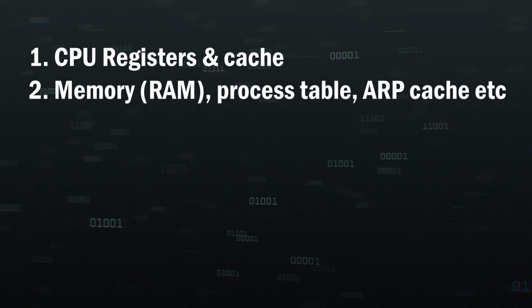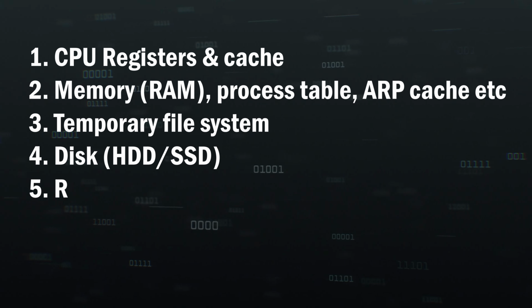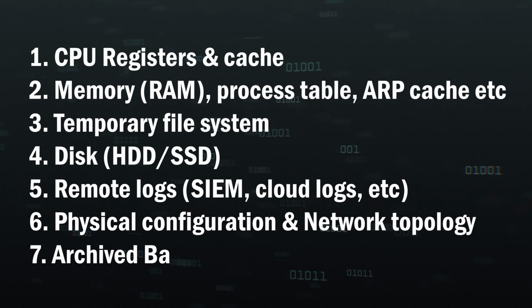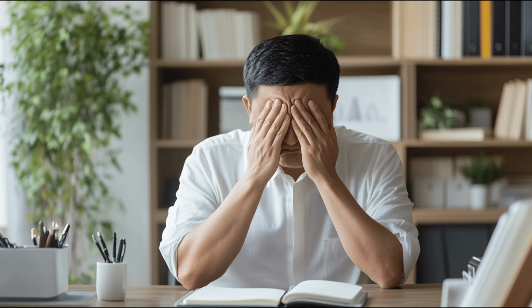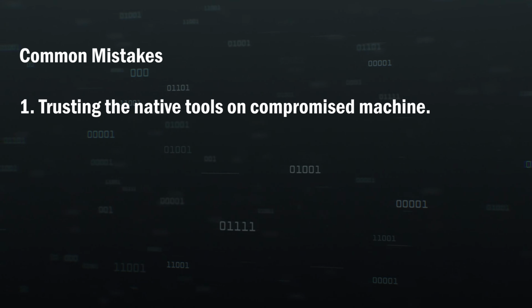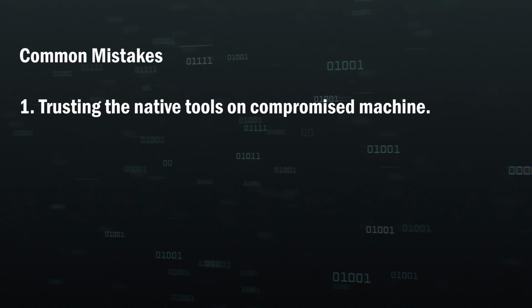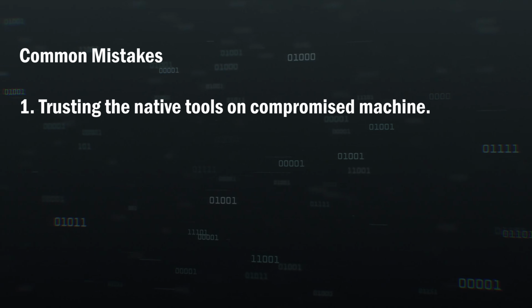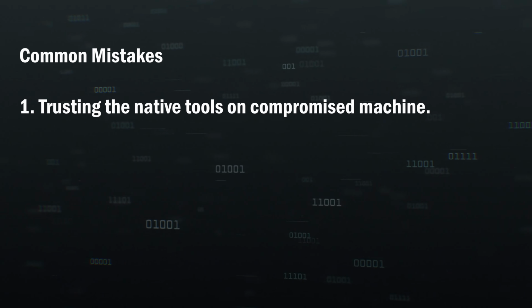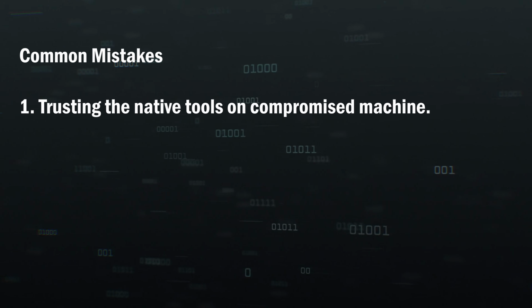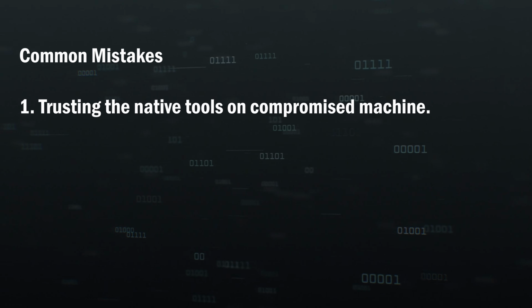Only after you secure the RAM, you move to the hard drive, then remote logs, network topology, and finally archived backups. Beginners make critical mistakes that accidentally do the hacker's job for them. Mistake 1. Opening the command prompt and typing netstat or ps to look for connections. Never trust the native tools on a compromised machine. Attackers install rootkits that replace those exact tools with modified versions designed to hide their malware.